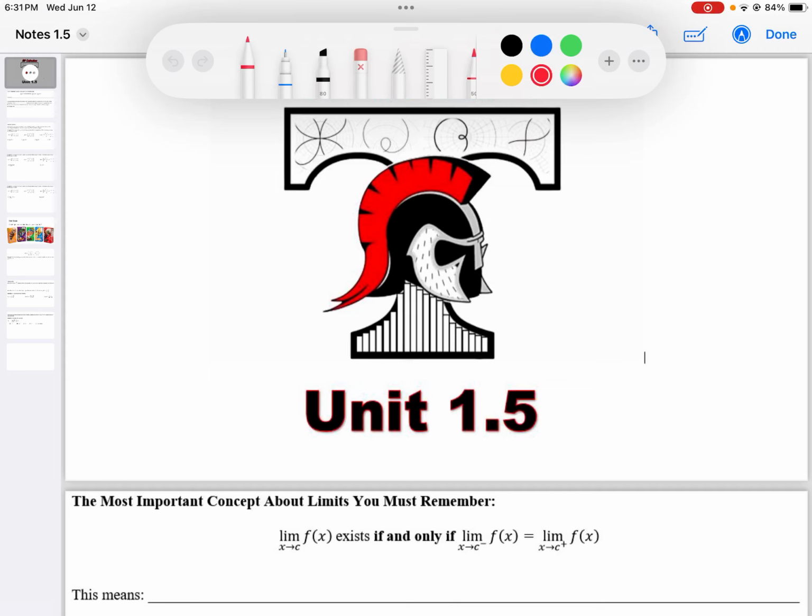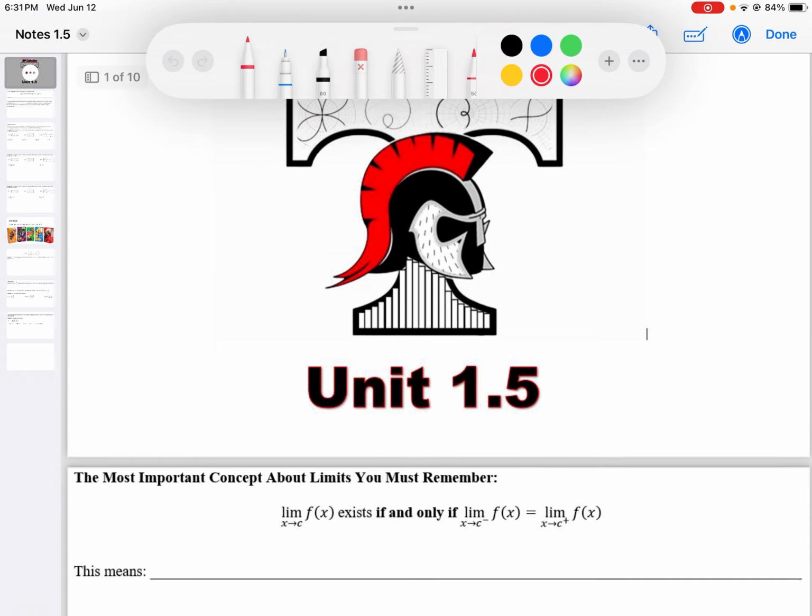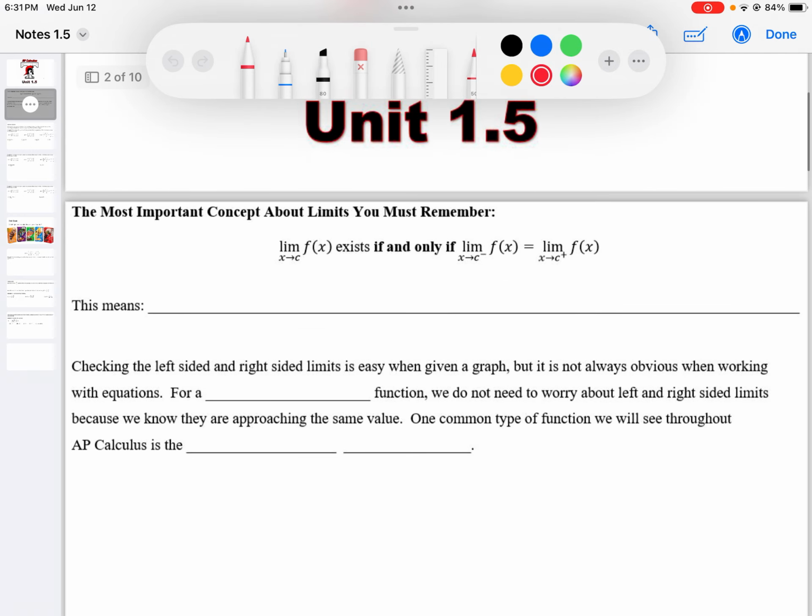Hi guys, in this video we're going to talk about limits, and more specifically we're going to talk about piecewise functions and their limits. So this is a little fact you've got to memorize, and you will. It says the limit as x approaches some number c of f of x exists if and only if the limit as x approaches that number from the left of the function is equal to the limit as x approaches that same number from the right of that function.